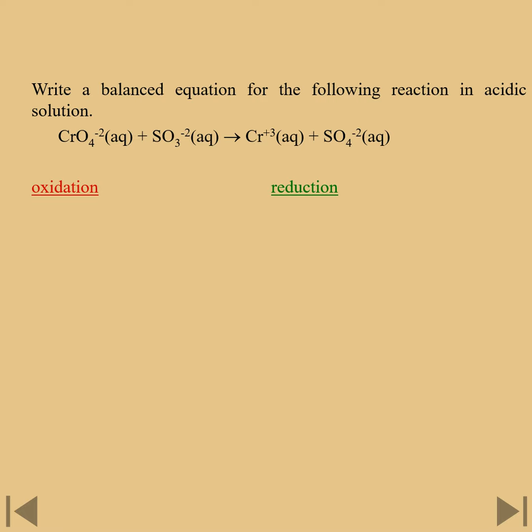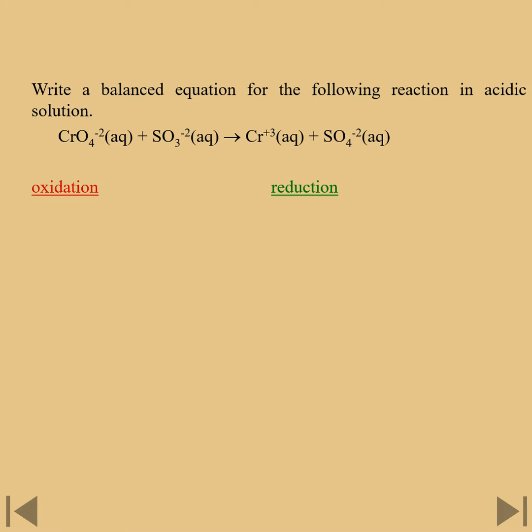Well, what plus 4 negative 2s is negative 2, or what minus 8 is negative 2, and that would be positive 6. So let's write plus 6 above the chromium in chromate. On to the sulfur. What is the oxidation number of sulfur in sulfite? Well, what minus 6 is negative 2, and that would be positive 4. We see that the chromium in the chromium 3 ion is plus 3, so chromium went from plus 6 to plus 3, so there's our reduction half reaction.